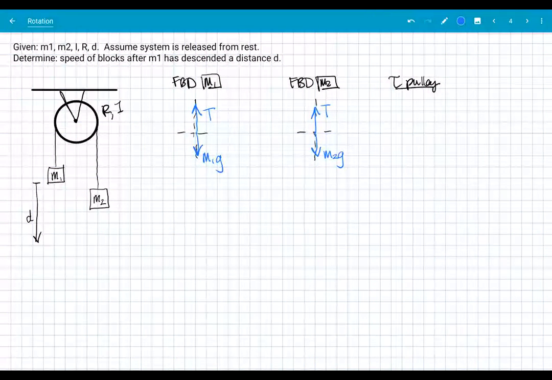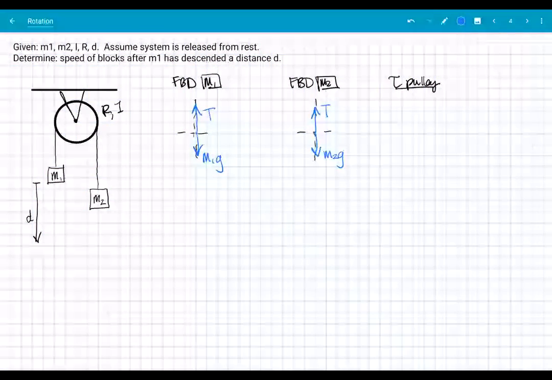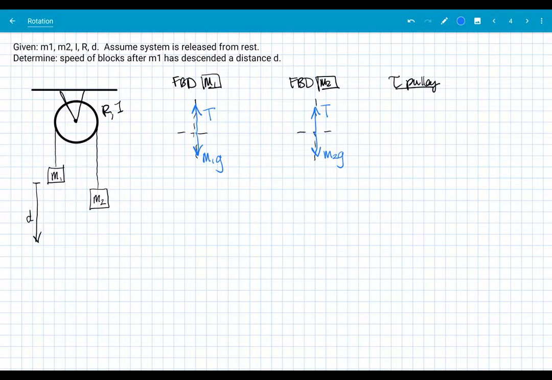So what this means then is that the tensions on either side of the pulley, whenever you have a dynamic situation, and that means a situation where alpha is non-zero, are not the same. So now I need to subscript my tension. So I'm going to call the tension for block 1 T1 and the tension for block 2 T2.